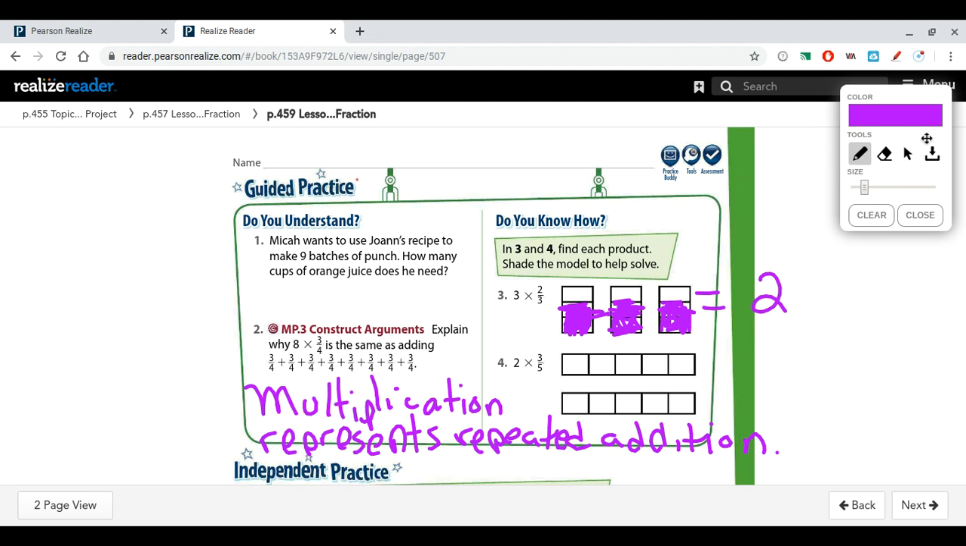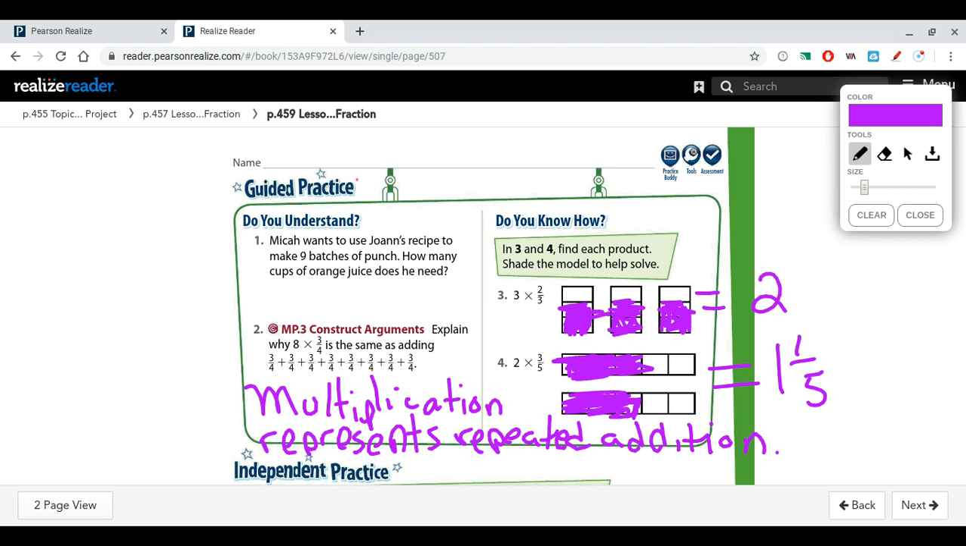Okay, 2 times 3/5. So same thing. I'm going to shade in 3. So shade in, there's my 3. Shade in, there's my 3. Okay. And so now I'm going to count my boxes, and then every time I get to 5, it's going to equal 1 whole. So I have, with my pointer, 1, 2, 3, 4, 5. There's a whole. And then I have 1 left over, so my answer is going to be 1 and 1/5.